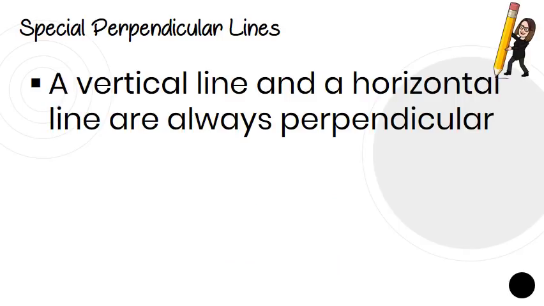Special case though, when we have vertical lines, we can't talk about their slopes because their slope is undefined. So a vertical line is always perpendicular to a horizontal line. That makes sense, but we just have to consider that undefined slope.